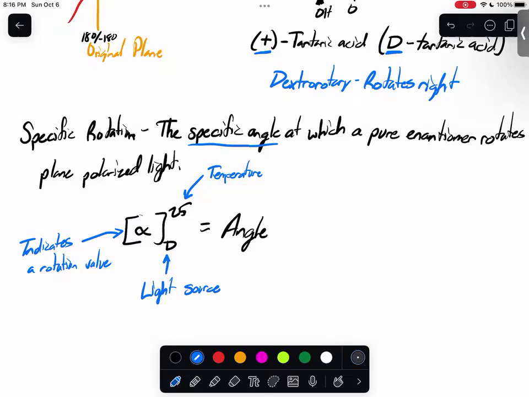Okay? With that being said, none of this actually matters for you. All you need to know is how to recognize that it is a specific rotation. Okay, and it will normally be provided to you being said that it is a specific rotation.